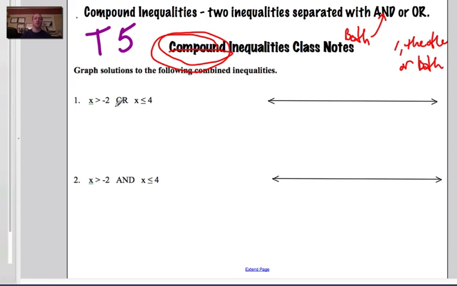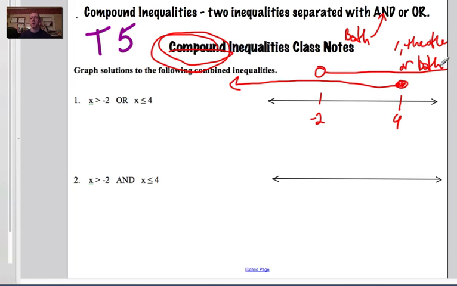Alright, so here, "or." x is greater than negative 2, x is less than or equal to 4. Less than or equal to 4 would be this way, and everything from there on to infinity. And x greater than negative 2 would be here, and then everything on to positive infinity. So if we need one or the other to be true, well, that means that every number on the number line would work for one or the other. So this is all real numbers.